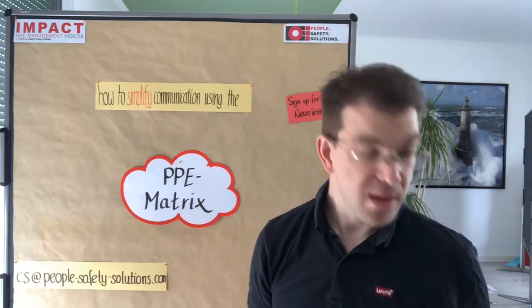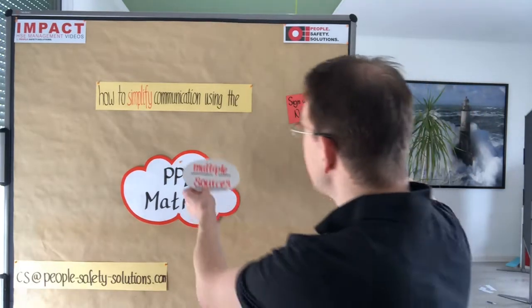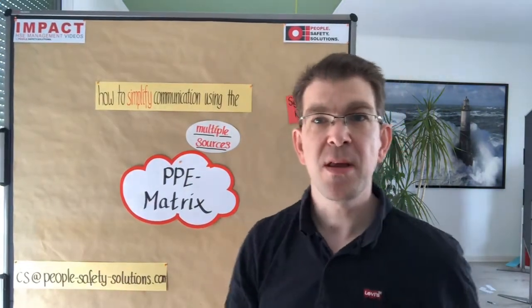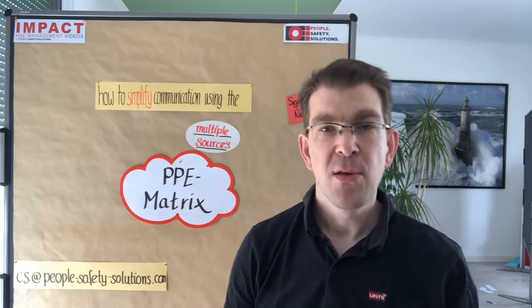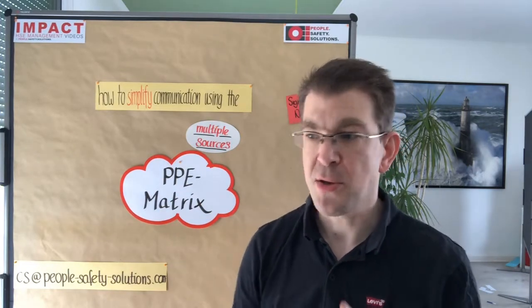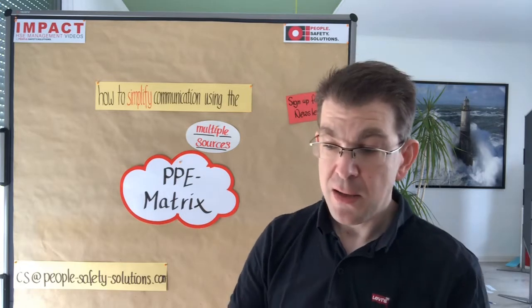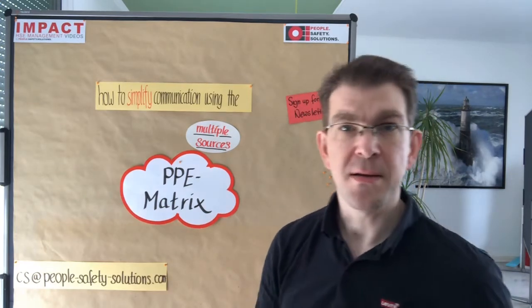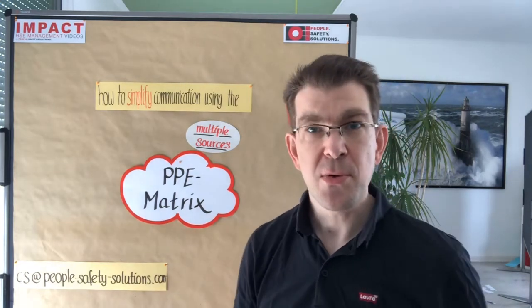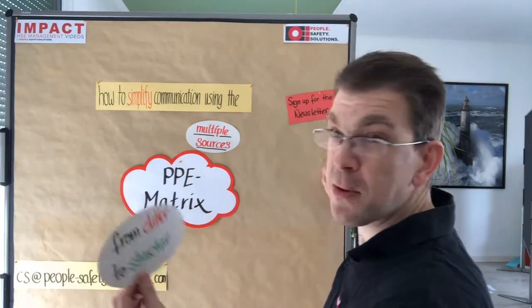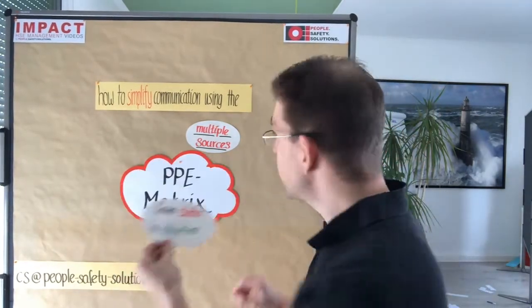Because what is the basic problem? The basic thing here is that your information regarding personal protective equipment comes from multiple sources. So you have material safety data sheets, you have work instructions, you have a risk assessment, you have a lot of other information where this whole comes together, and it's creating a big clutter. So if you cannot see through it, how can your employees look through it? So the PPE Matrix has the goal to get from clutter to structure.